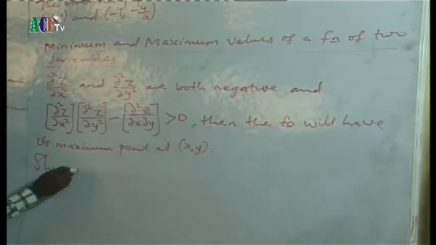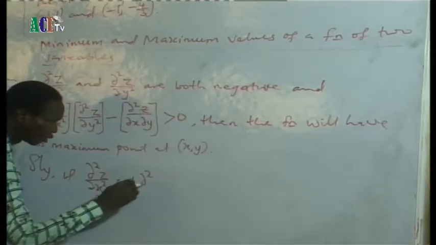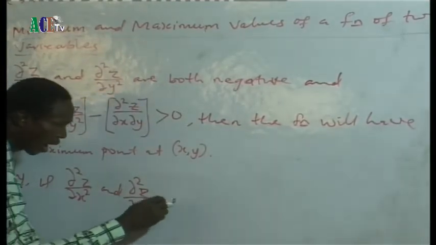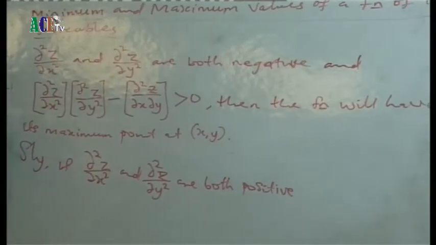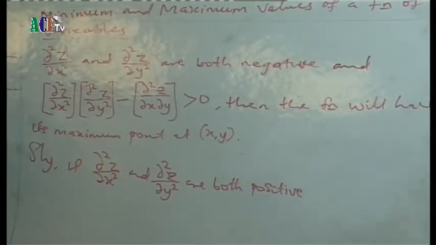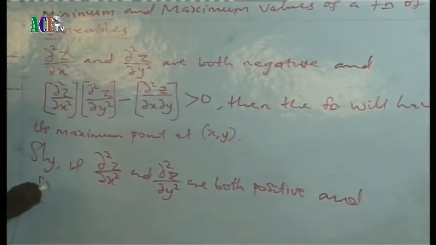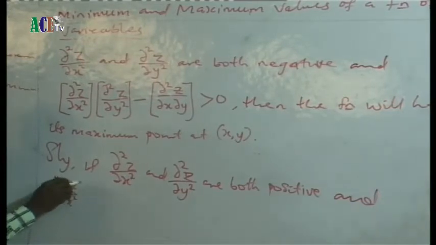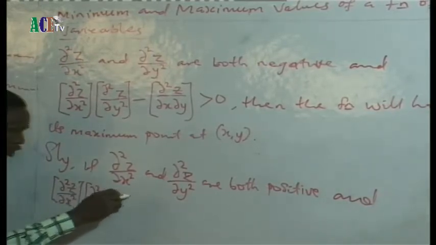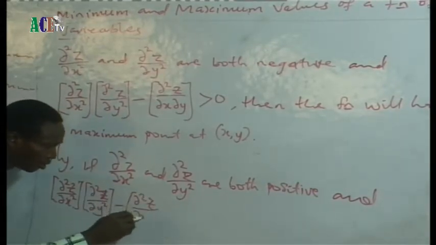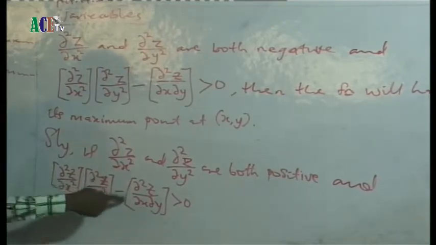Similarly, if ∂²z/∂x² and ∂²z/∂y² are both positive, that is, they are greater than 0, and at the same time the value of ∂²z/∂x² multiplied by ∂²z/∂y², minus (∂²z/∂x∂y) squared, is greater than 0. Can you see? You can see the conditions here are the same.